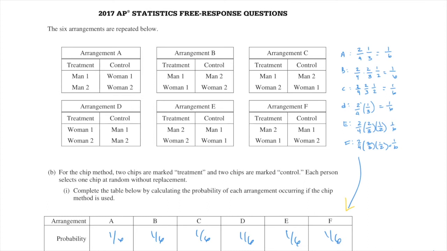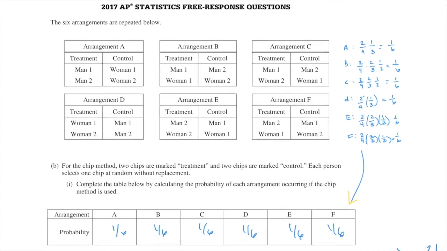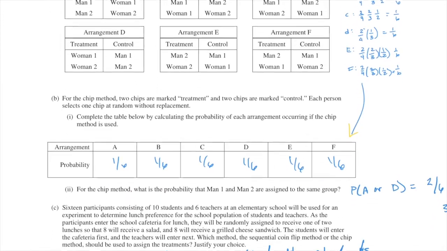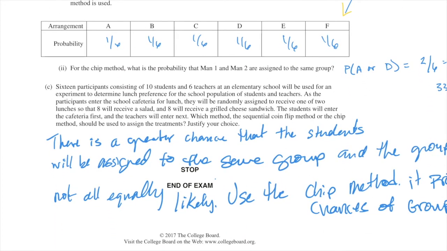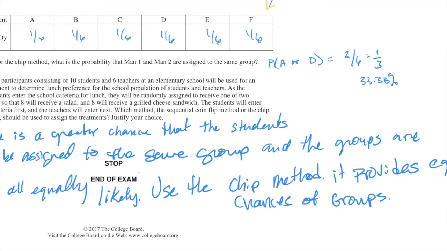This seemed to be a much better choice because you ended up getting equally likely groups, rather than with the coin, where you ended up with groups that were unequally likely to happen. And so in part 2, it asks again, what's the chance that man 1 and man 2 are assigned to the same group? Well, there are 2 out of the 6 chances, so only a one-third chance that man 1 and man 2 ended up in the same group in this case.